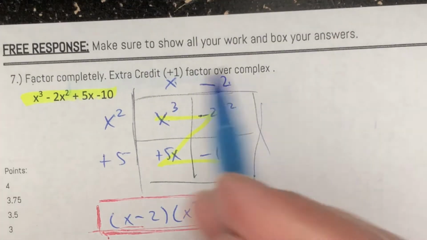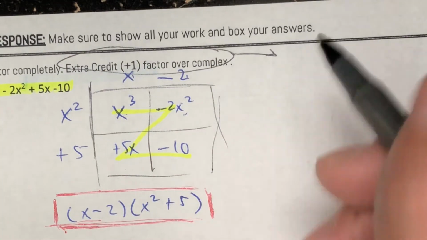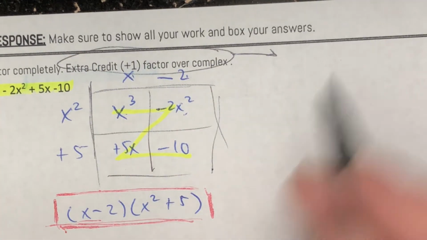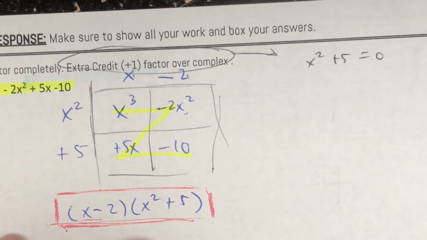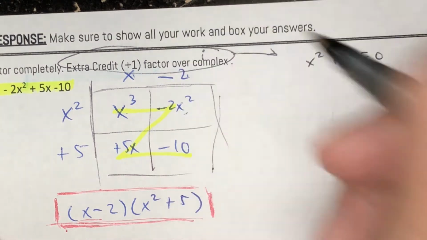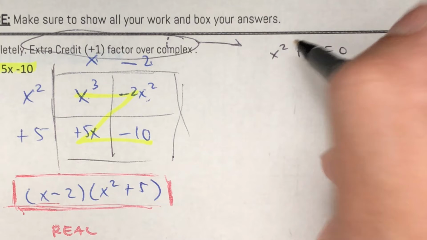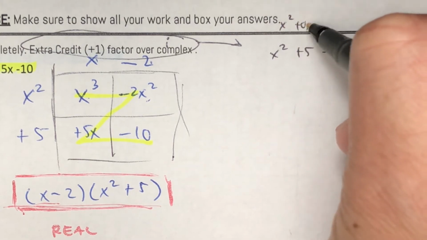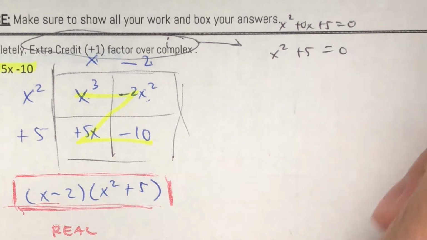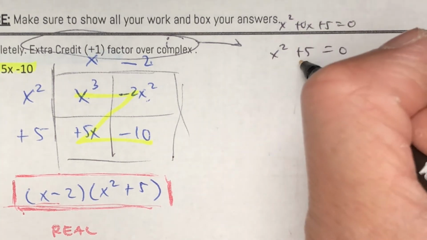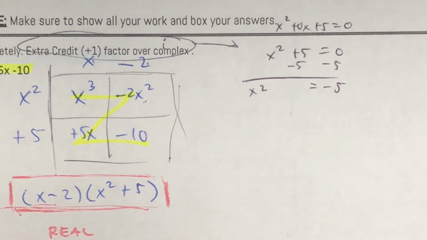Now, if you wanted the extra credit, you would have to have done the x squared plus 5. So x squared plus 5 equals 0. And complex just basically means you need one i in there. You could use a quadratic formula, a lot of work. x squared plus 0x plus 5 equals 0, and those are a, b, and c, and put it into the quadratic formula. Or you should just recognize this is a square root problem, so subtract 5, x squared equals negative 5.